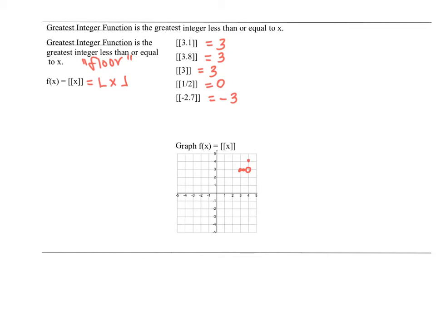If I do 4.1, the floor is 4. 4.2, the floor is 4. 4.9, the floor is 4. When I get to 5, the floor is no longer 4, it goes up to 5. You can see this little step pattern. This is called a step function.